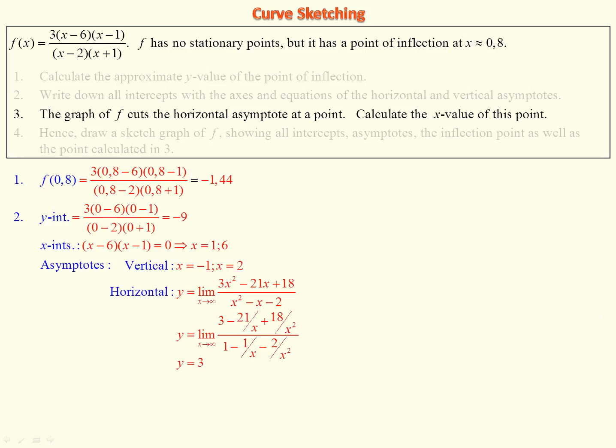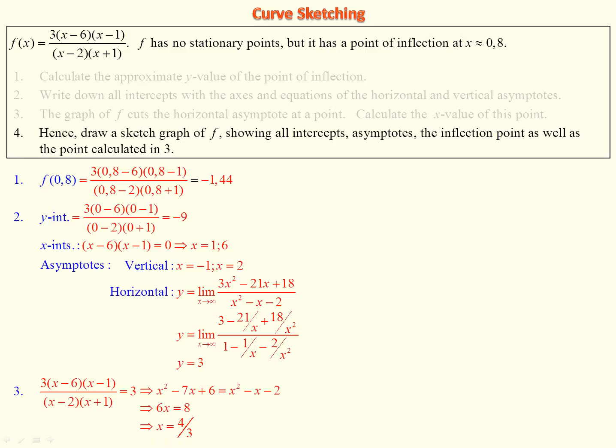Graph of f cuts the horizontal asymptote at a point. Calculate the x value of this point. There's the horizontal asymptote. There's the equation of the function. There's the function's definition. If we equate the two, so that must equal 3 in order for that graph of f to cut the horizontal asymptote. So I equate the function to 3. Solve. Multiply up, divide by 3. Simplify and solve for x. x is 4 over 3.